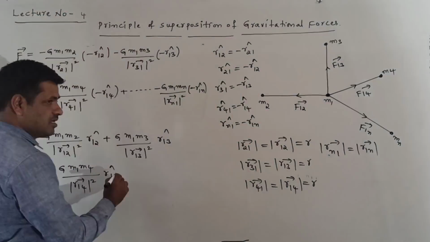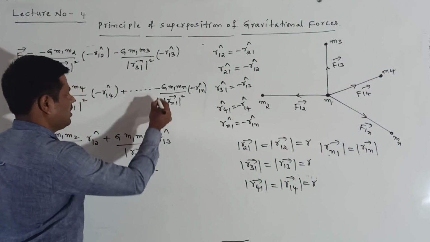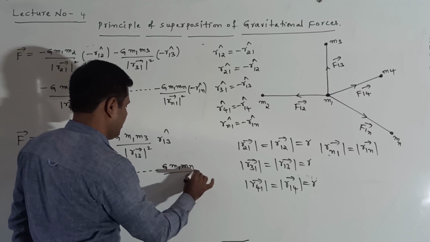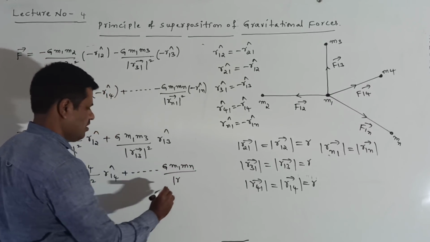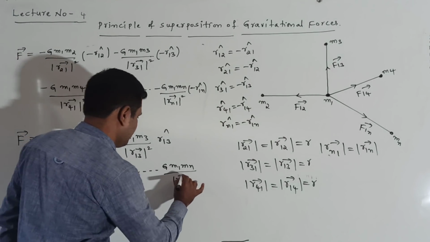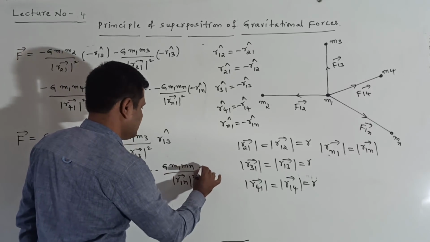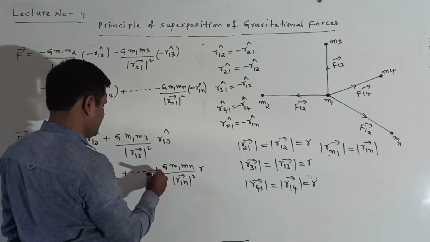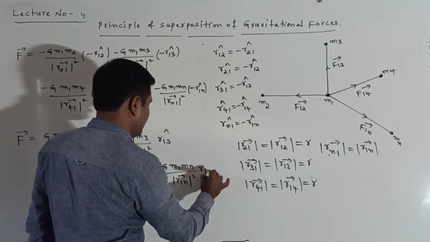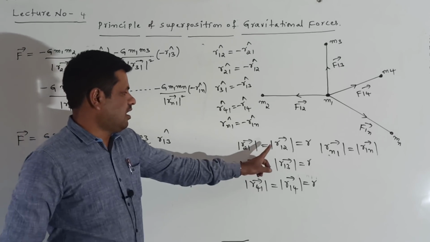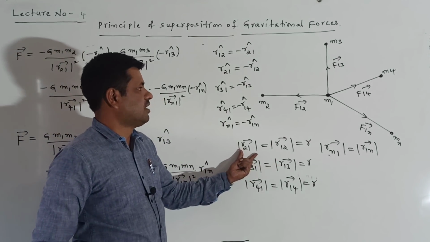This is also plus, and so on. Here also, plus G M1 Mn by mod of R1n bar whole square into R1n cap. Listen here: R21 or R12, what is the meaning of this?